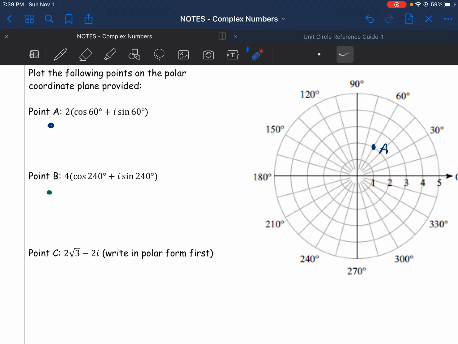And we want to go to 240 degrees. So, oh, that was terrible. 240 degrees, that's right here. Let's put a point right there. That's point B.